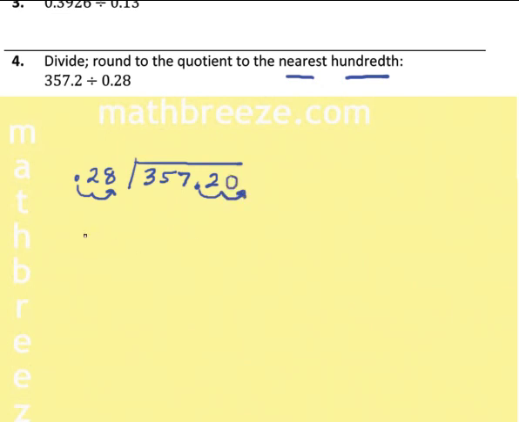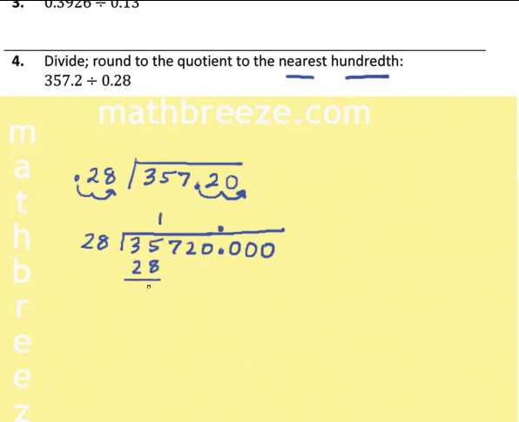All right, so we're doing 28 into 35720. That's our equivalent division. Here's our decimal. Put it up in the quotient. And then since we're asked to round to the nearest hundredth, we'll put in a 10th place, a 100th place, and 1 for rounding. Okay, let's start our division. 28 into 35 is 1 time. Subtract, we get 7.